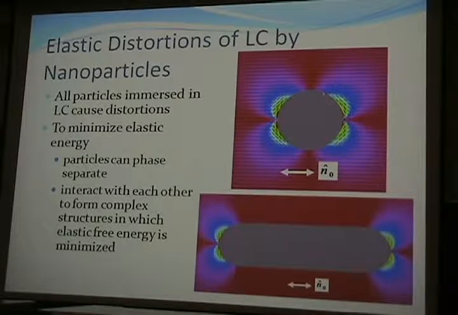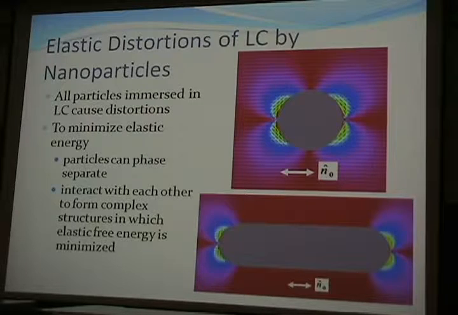Shown here is a nanosphere immersed in a uniform far-field director, and we see this quadrupole distortion. Down here is the nanorod immersed in, again, a uniform far-field director, and again, we see distortions. To minimize elastic free energy costs, these particles can do one of two things, or both. They can phase separate to the surfaces, to the substrates, or they can interact with each other to form complex structures to minimize the elastic free energy.